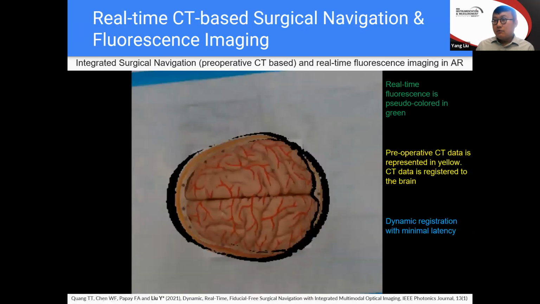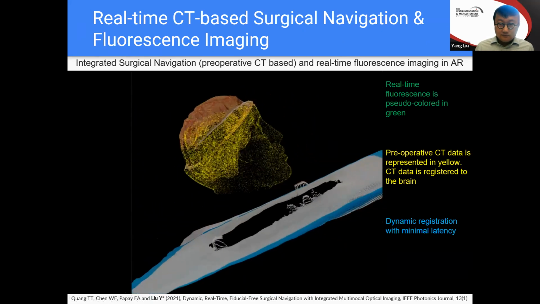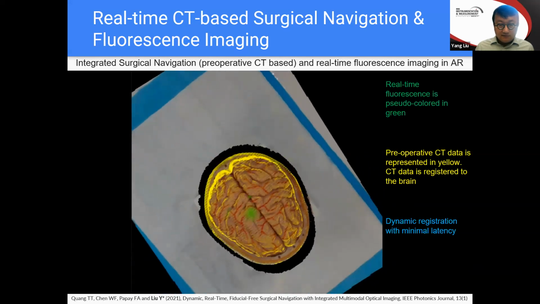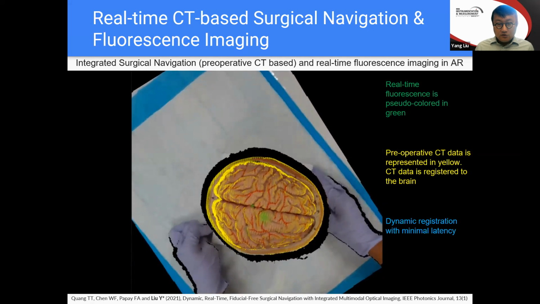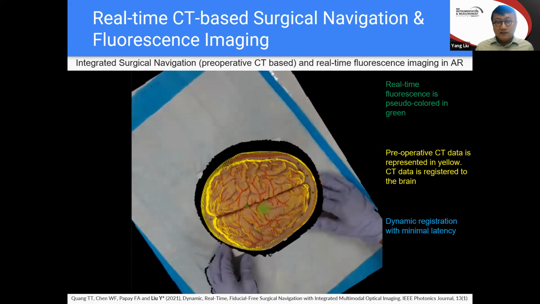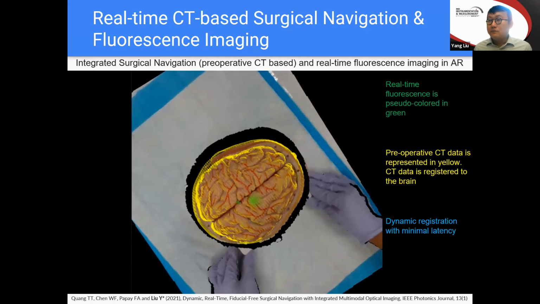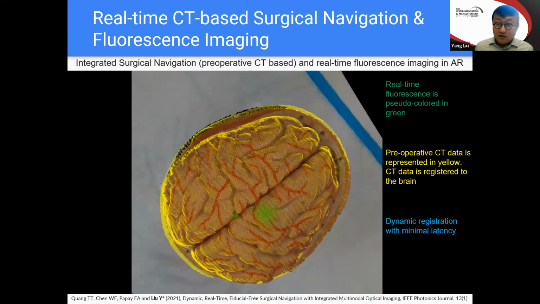To overcome that, we have come up with a new system that allows real-time surgical navigation and also fluorescence imaging. Here's a video. You can see that the CT data is represented in yellow, and the near-infrared fluorescence is represented in green. As we're moving the target, the image registration and surgical navigation are being updated in real time, with very minimal delay. So instead of waiting 30 minutes for image registration and imposing additional radiation, surgical navigation can be updated accurately in real time.